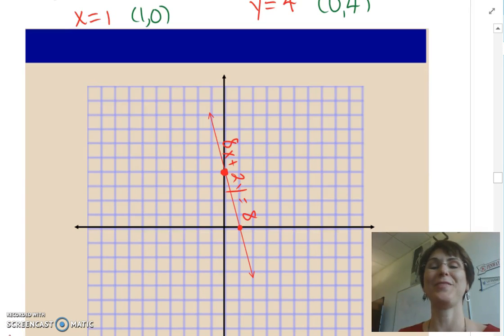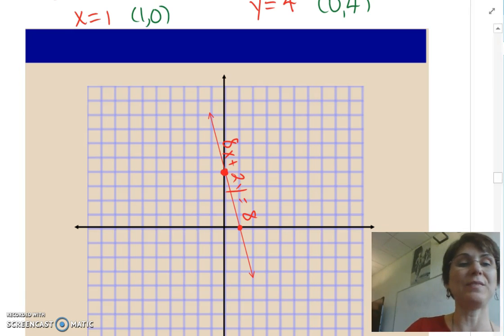So how did you do? Did you graph it correctly? Also make sure that you have arrows on both ends of your line and label the line. Okay, great. Let's move on.